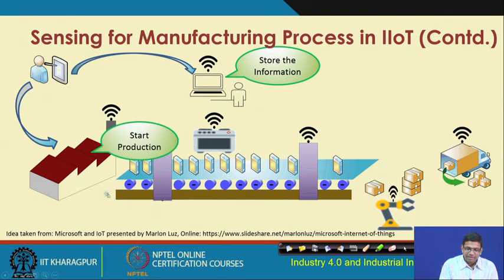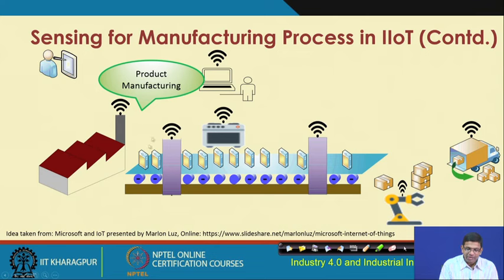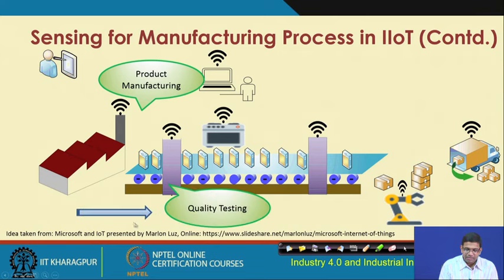So, the production starts, manufacturing starts, and then each of these manufactured units are going to be produced and put on the conveyor for further processing. So, the next step is basically to test the quality of these manufactured products unit by unit.